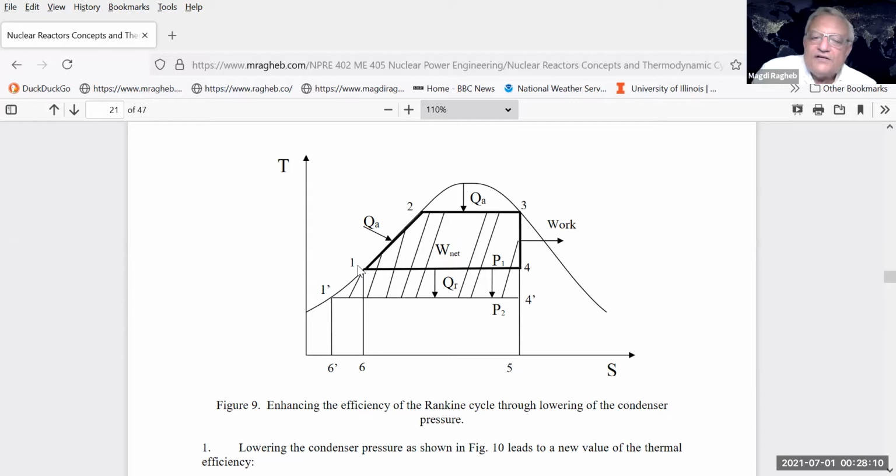Now, how do we increase that efficiency? We increase the efficiency by maximizing that area in that parallelogram, or call it rectangular shape, maximize it as much as we can. So we can maximize that area here by decreasing the temperature at which we are rejecting the heat. So instead of rejecting at a temperature 1, we reject it at temperature 1 prime. But we don't have control on the environment, really. We cannot cool the environment.